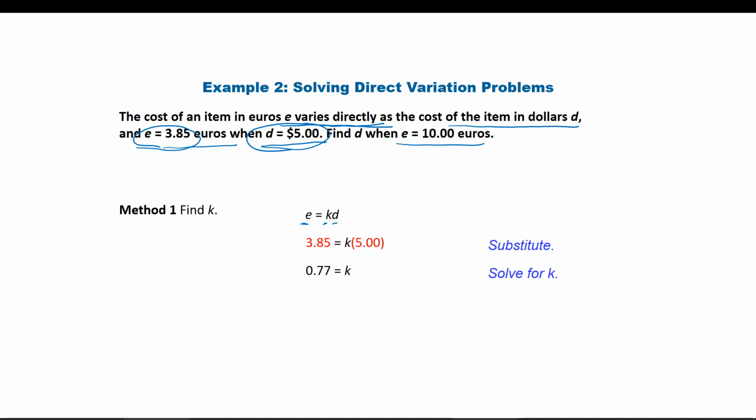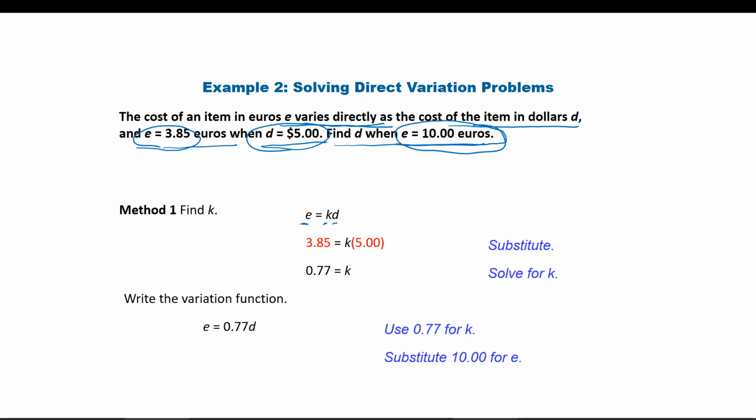0.77 equals K. Now, once we know that, we can go ahead and write the variation function, which now says we're going to use 0.77 for K. So now we know E equals 0.77 times D. The euro equals 0.77 times the dollar. So the question says find D when E equals 10. So we're just going to substitute 10 for our E and have the 0.77 times the D. And now we just have to solve for D, our dollars, by dividing both sides by 0.77. And we get dollars is 12.99.